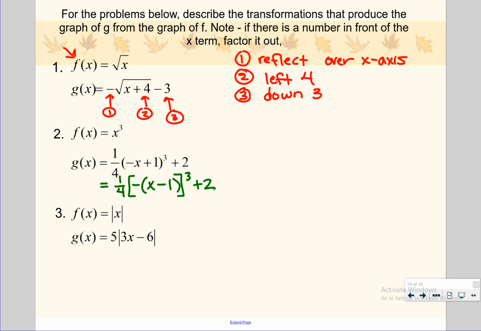All right, so now things that are different. The first thing that is different is there is a 1/4. It's outside and it's multiplied. What does it do?